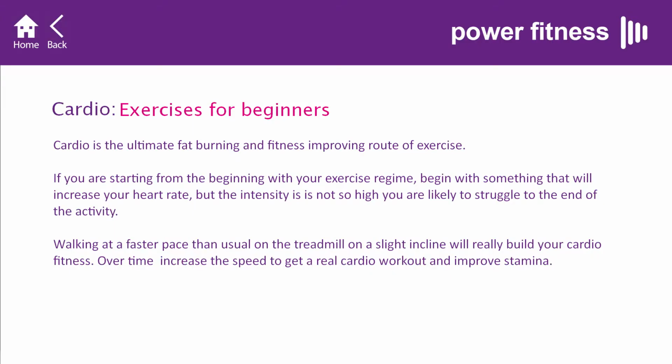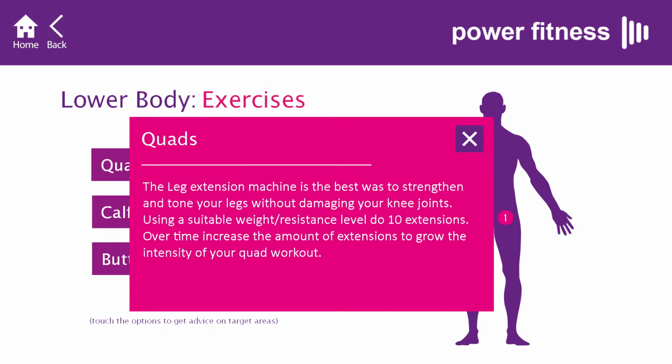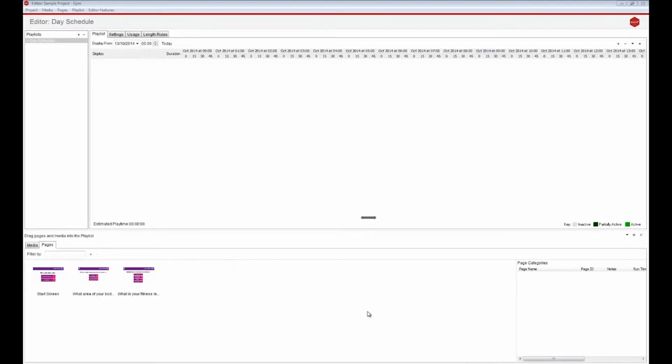In this part of the tutorial, we will look at how to make advice pages based on the options we made in the mid-level navigation earlier and how these link together seamlessly. From my fitness page, I want to add pages of advice that link from each option button.